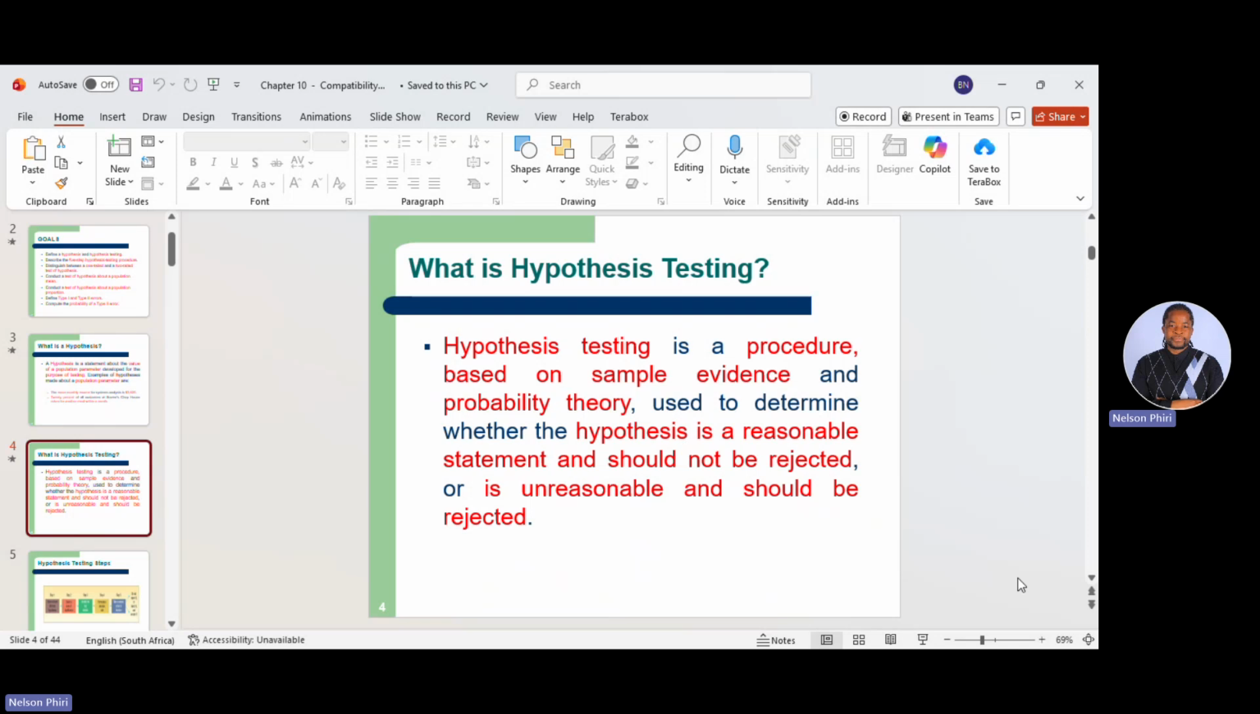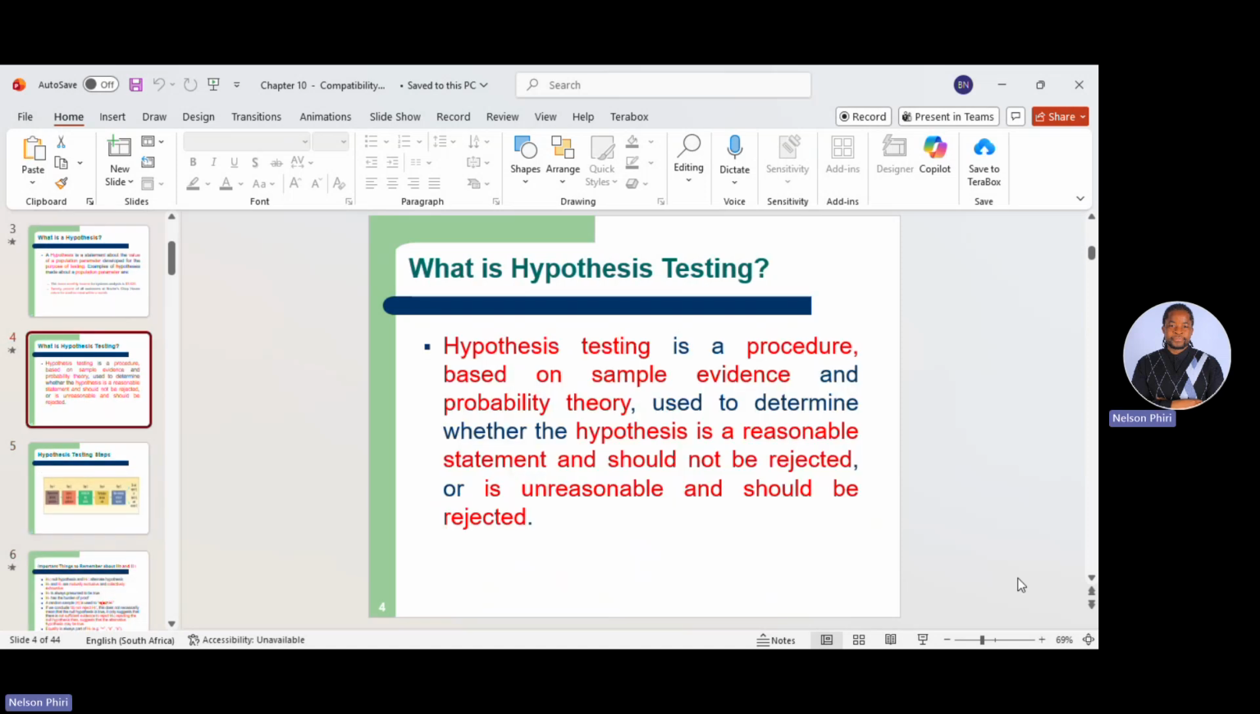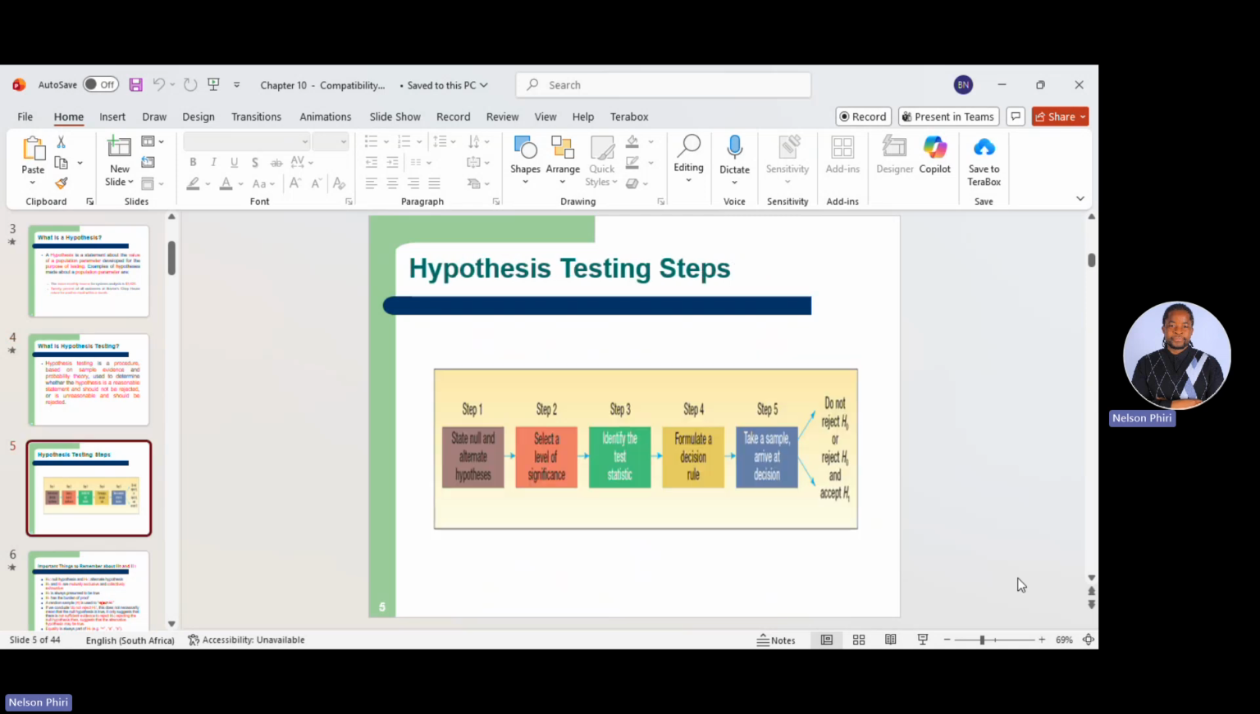So it is a procedure which is based, we have sample evidence, and it is grounded on probability theory. So you want to check if the hypothesis is a reasonable statement and should not be rejected, or it is unreasonable and should be rejected. So those are the bases of your hypothesis testing. And this is the first step test that you know now. You state your null and alternative hypothesis, select a level of significance, identify whether it is a T or a Z test. Then you formulate a decision rule. Then after formulating your decision rule, you calculate your test statistic. Then you either do not reject or you reject your null hypothesis.